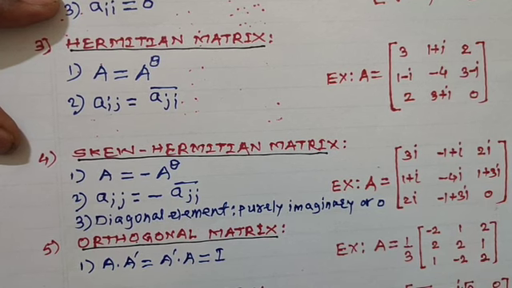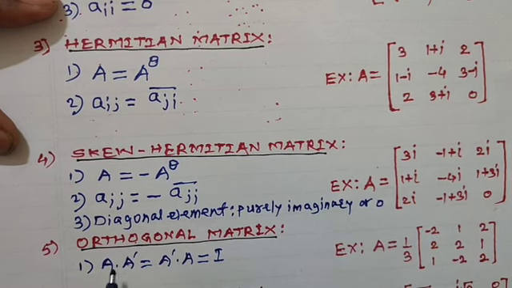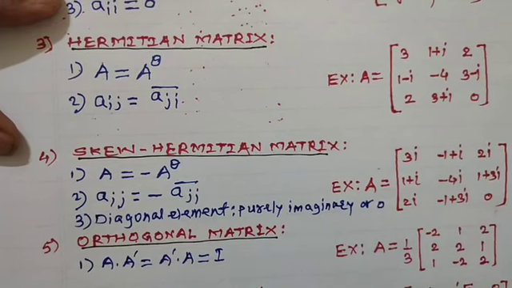This is the condition for an orthogonal matrix. A square matrix A is said to be orthogonal if it satisfies this condition: A into transpose of A is equal to transpose of A into A is equal to I. This is condition number 1.